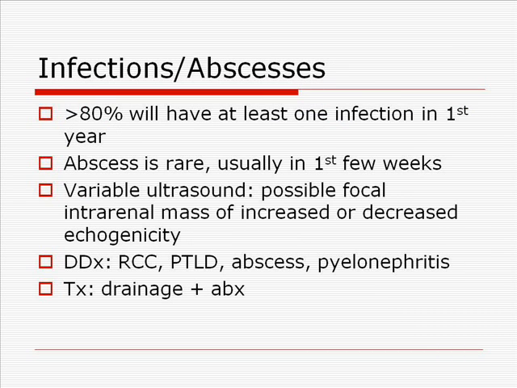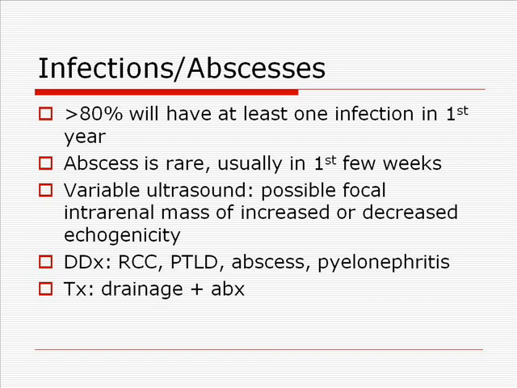Greater than 80% of transplant recipients will have at least one case of infection within the first year, and early diagnosis and treatment can prevent graft loss in such cases. Risk factors for infections include immunosuppressive medicines, indwelling catheters, and frequent glycosuria. Peritransplant abscess is more rare, but it usually occurs within the first few weeks, and it may be due to pyelonephritis or bacterial seeding from a lymphocele, hematoma, or urinoma.